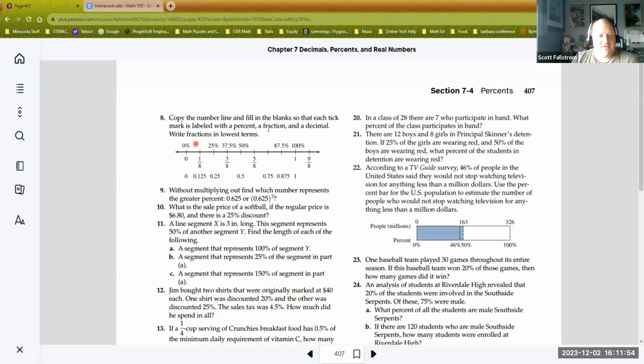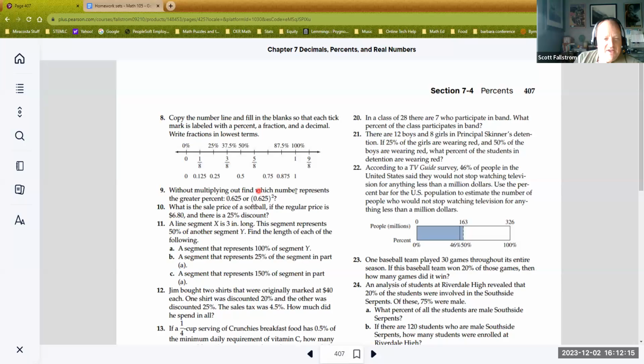Let's see here. 8, here's a number line. Fill in the blanks. So each tick mark is labeled with a percent, a fraction, and a decimal. So again, there's 3 things. You'll see the top is percents. The next line is fractions. The next line below is decimals. So kind of finish it. So every tick mark has all 3.